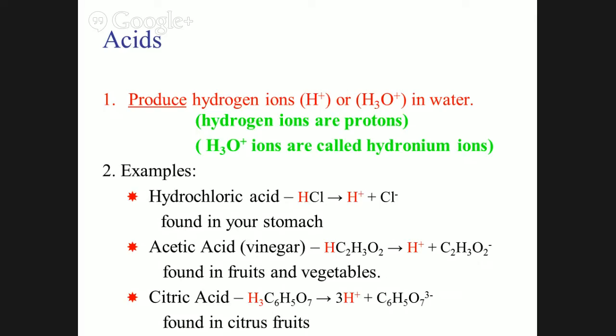Okay, we're going to talk about acids and bases. We'll start off with acids. Acids are substances that produce hydrogen ions or H3O+ ions when you dissolve them in water.